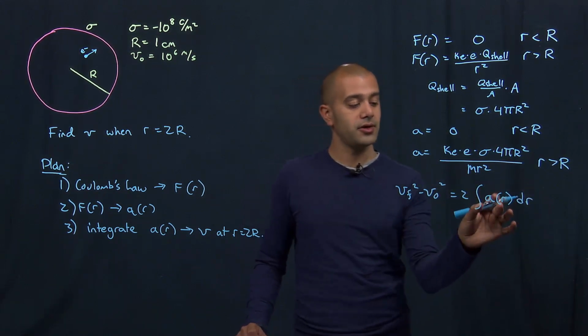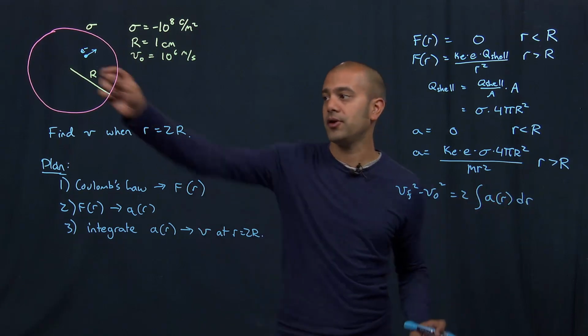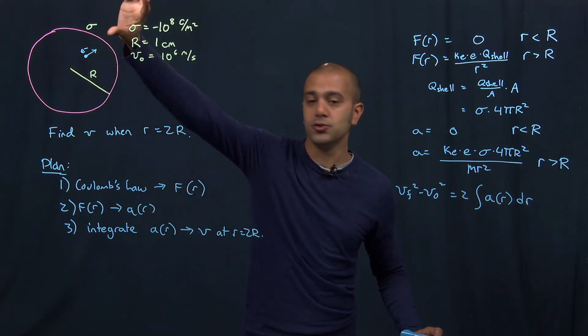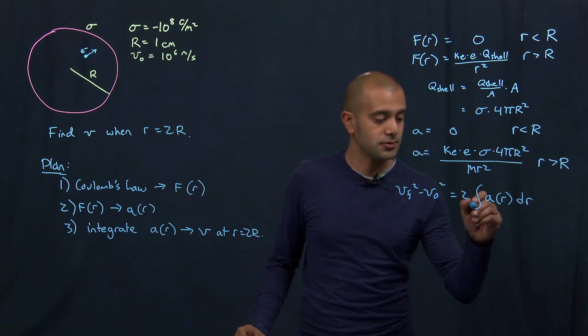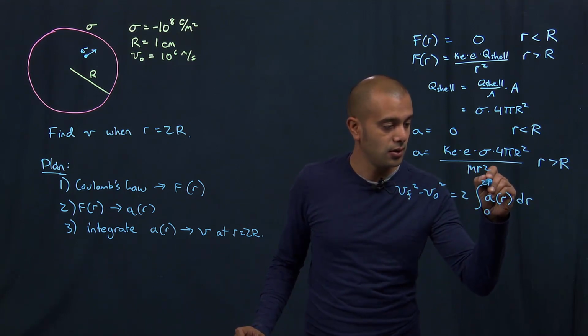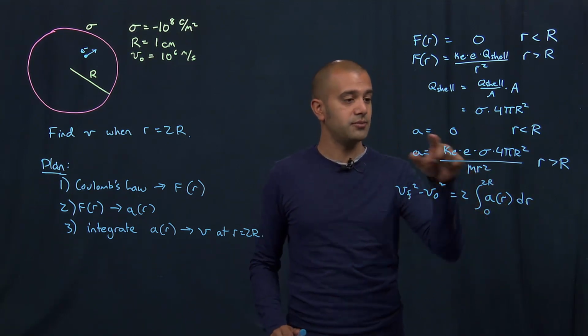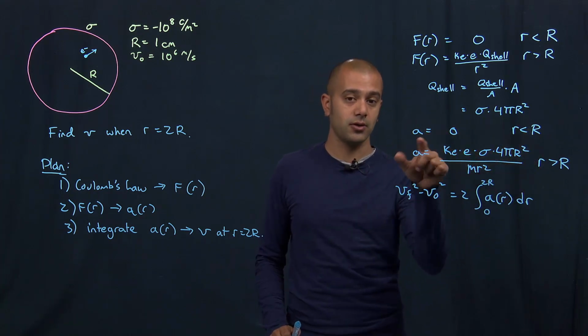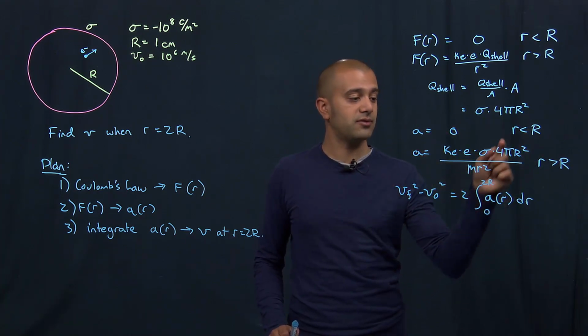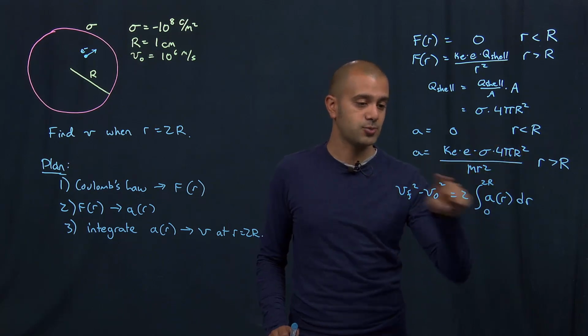All right, so here we have an acceleration. We know we're integrating it from the very center where the electron starts to 2 times the radius outside where it ends. So we're going to integrate this from 0 to 2r. And we have to do it in 2 pieces. The first piece will be from 0 to r because we have a particular expression for acceleration there. And then the second piece will be from r to 2r because we have a different expression for the acceleration outside there.